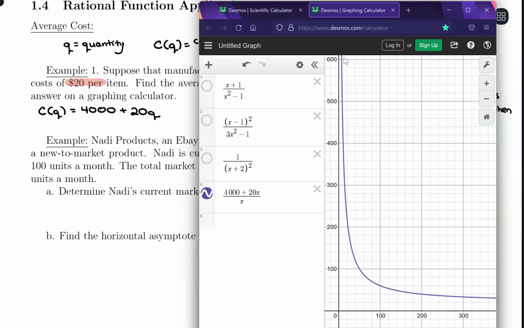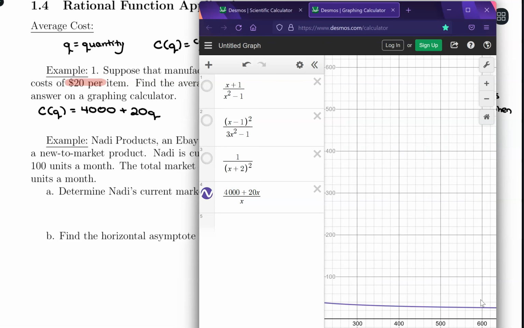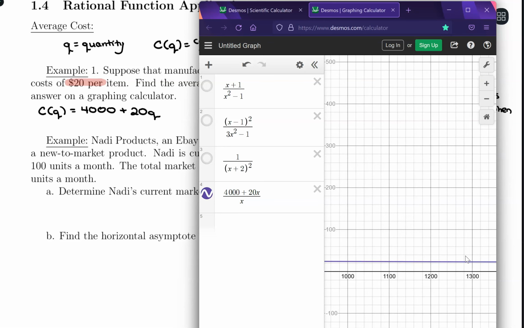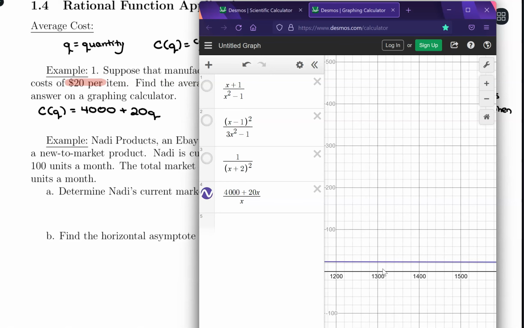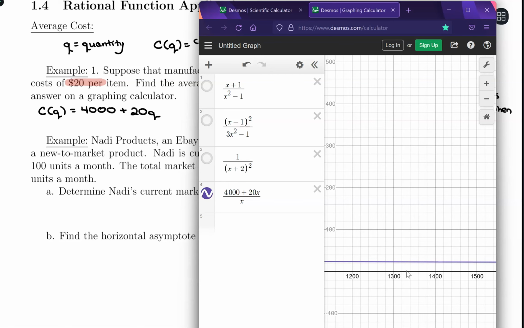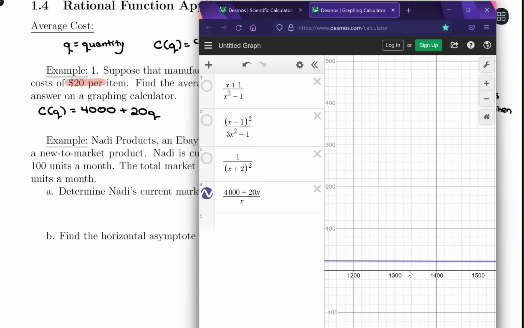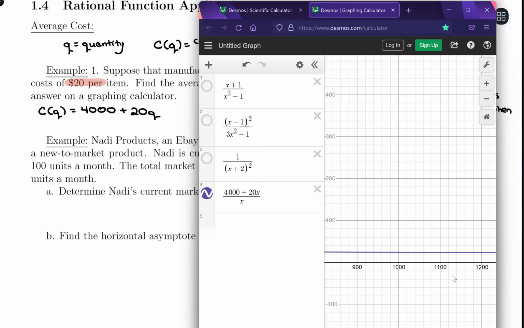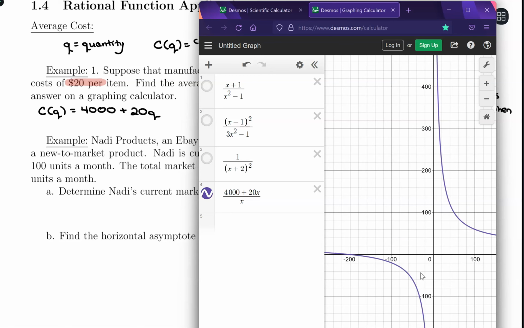So what we can see is we come from positive infinity, it turns, and then it looks like we're going towards 0 in the long run, or not 0. Our horizontal asymptote would be a positive 20 in this case. So the degree of the numerator and denominator is the same. So let's talk about what all of this means.